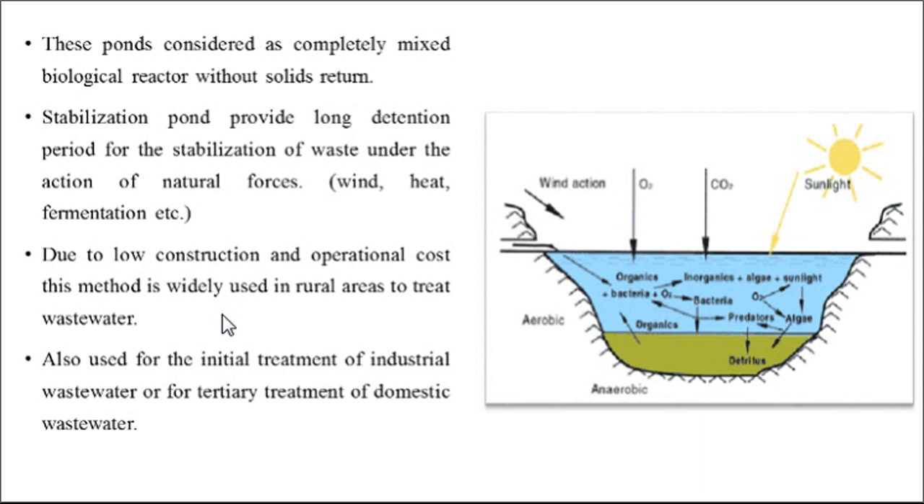Due to low construction and operation cost, this method is widely used in rural area to treat wastewater. Also used for the initial treatment of industrial wastewater, for tertiary treatment of domestic wastewater, etc. So this is the oxidation pond, in which upper portion is under aerobic condition and the bottom portion is under anaerobic condition.